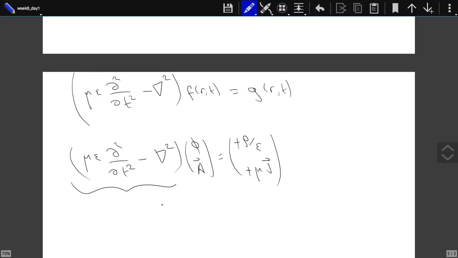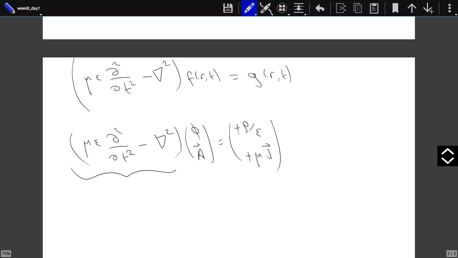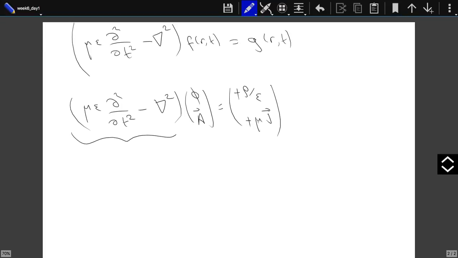If I want to calculate phi, instead of F I have phi, instead of G I should just substitute rho over epsilon. If I want the vector potential, I can choose the x, y, or z components of the vector potential. Then F just becomes the x, y, or z component of the vector potential, and G becomes the corresponding component of the current. And I will not derive the solution. I will just prove that the solution is this one.